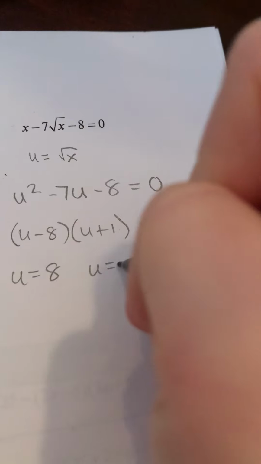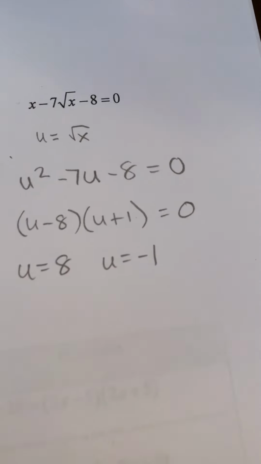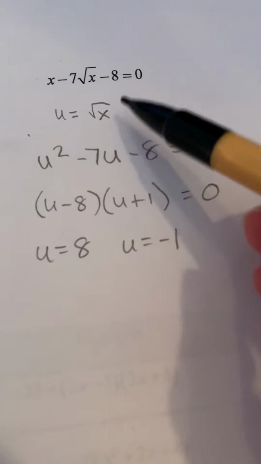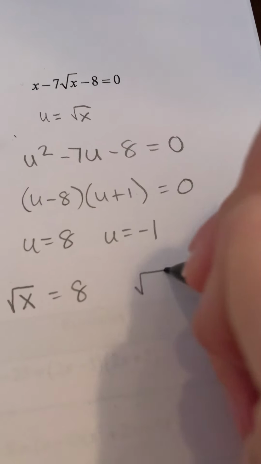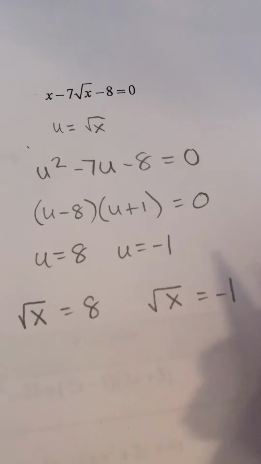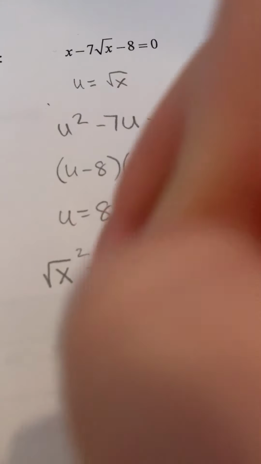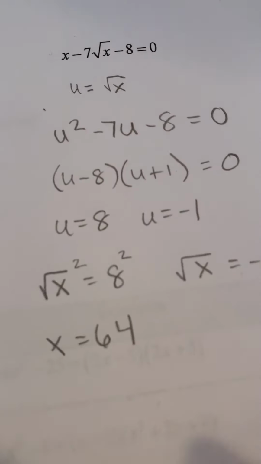That gives me that u equals 8 and u equals negative 1. But recall, we're not looking for u, we're looking for x. So now I need to substitute back in. Root x equals 8 and root x equals negative 1. So if I solve for x here, what do I do to undo a square root? We have to square both sides. So I have x equals 64.